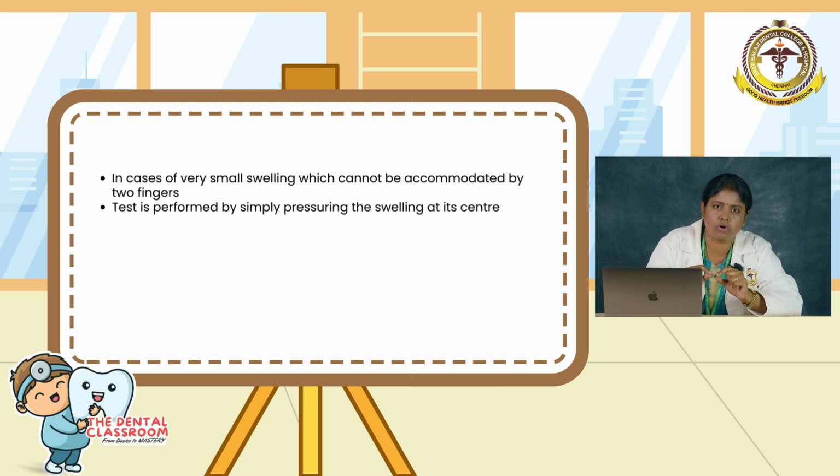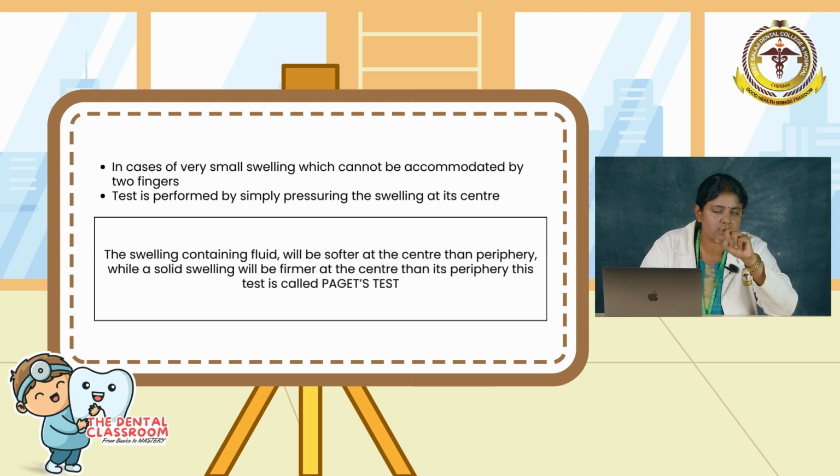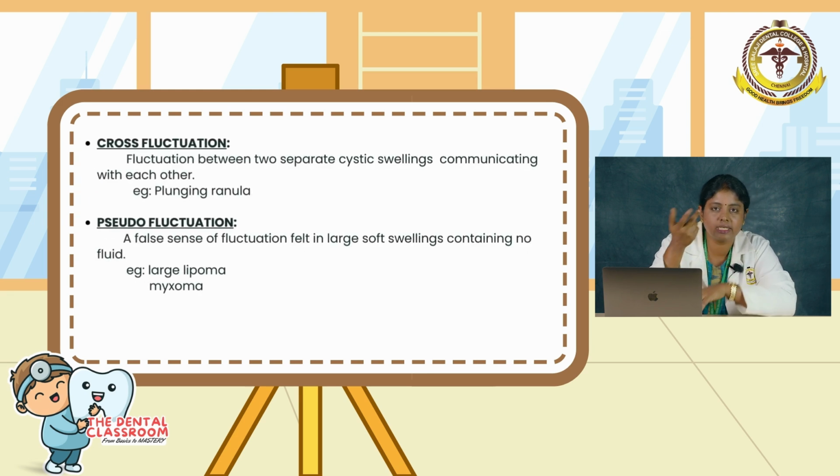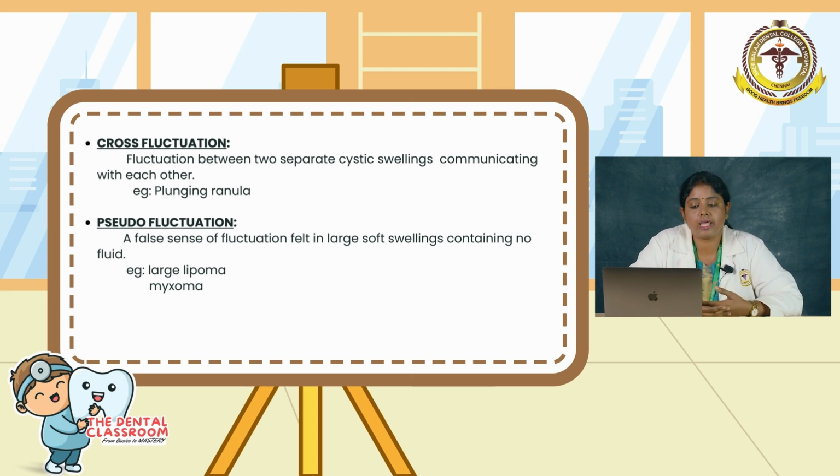If it is going to be a very small swelling, where I'm not able to place two fingers, then what I do is I just place my finger on top of the swelling and try to move down. If it is yielding, it is fluid filled. Sometimes it can give a false positive. It can be, for example, a lipoma or myxoma, where there is no fluid but still it might yield. So it is just a finding which we have to correlate with the other findings for us to come to a diagnosis.